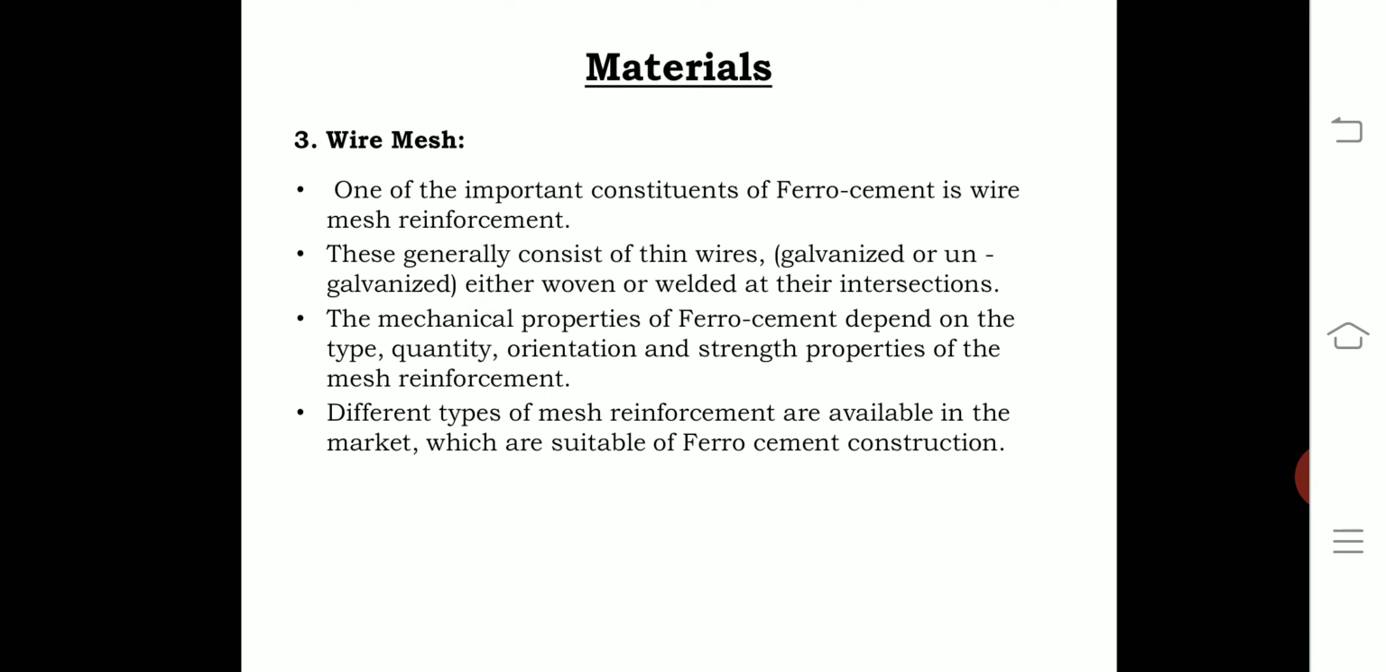Remaining skeletal steel, admixtures, retarders, water reducers, and also the construction methods will be discussed in the next class.